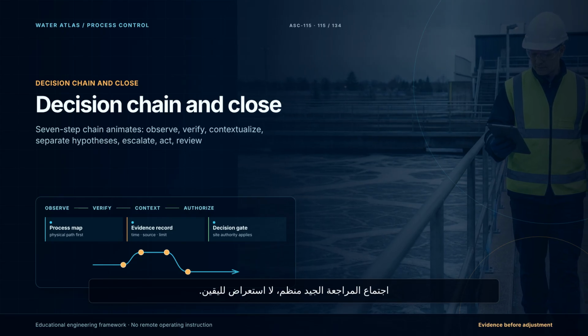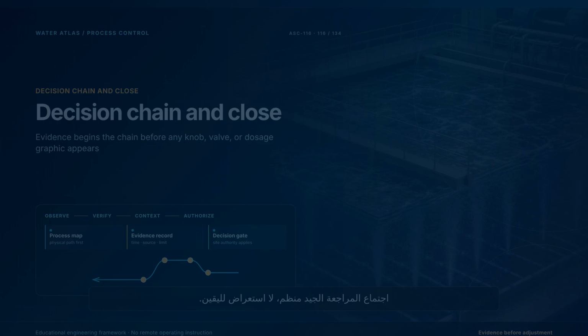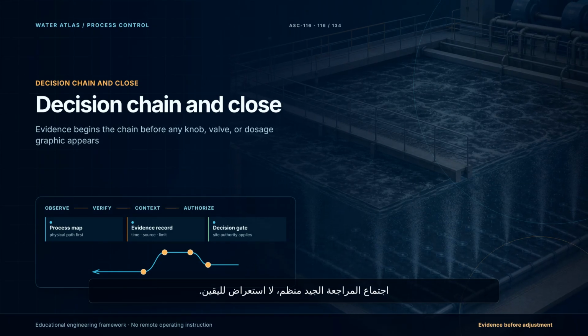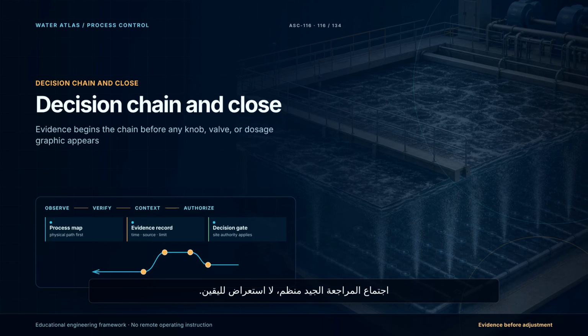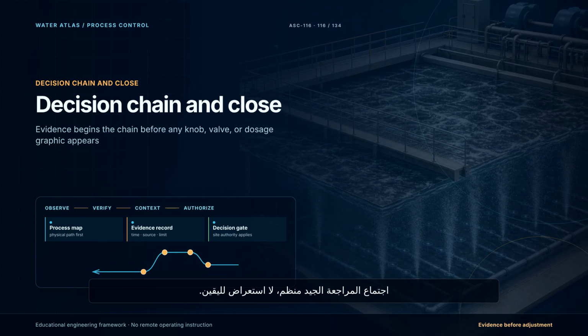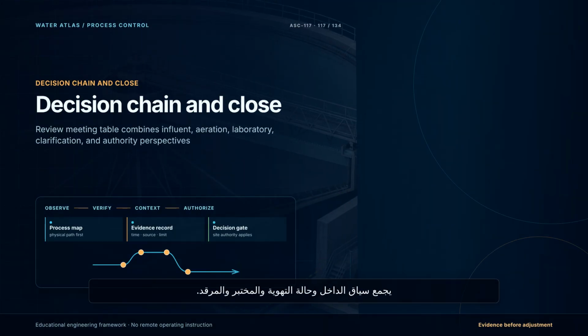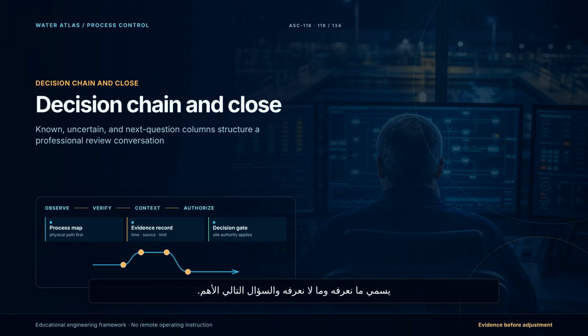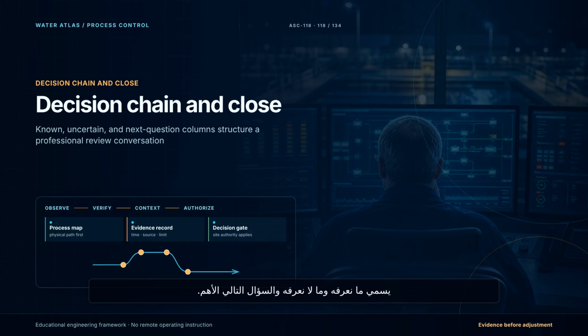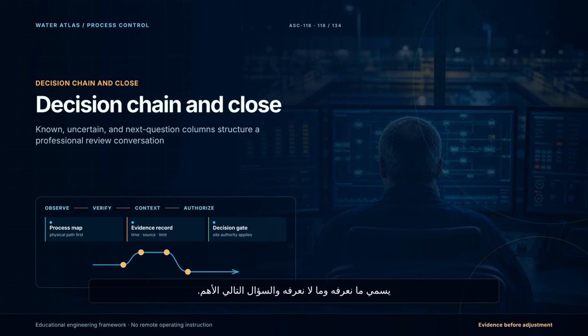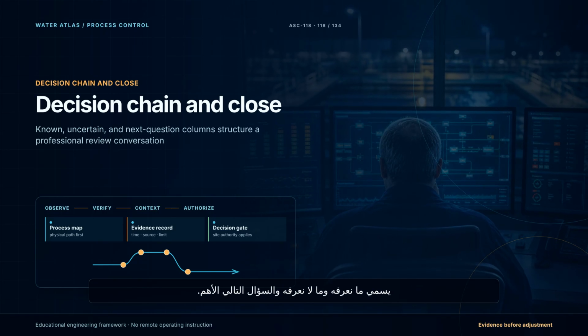Here is the episode's reusable decision chain. First, observe the condition and record time, location, and source. Second, verify the measurement or observation using approved checks. Third, contextualize it against flow, load, weather, equipment status, and recent operational history. Fourth, separate hypotheses: conversion, separation, hydraulics, measurement, or another defined pathway.